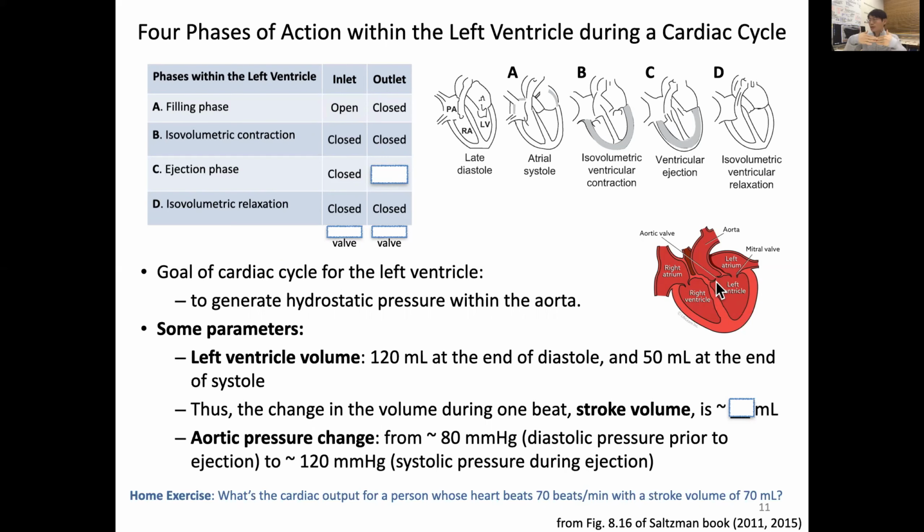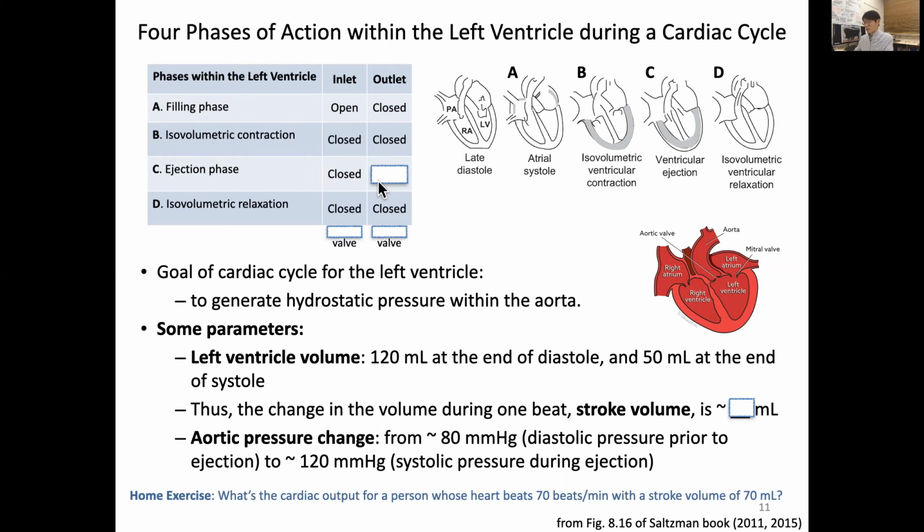So that's both inlet and outlet closed. That's why we call it isovolumetric contraction. And then at some point, it'll open up this outlet valve. So while the inlet is closed, the outlet will be open. That we call the ejection phase.